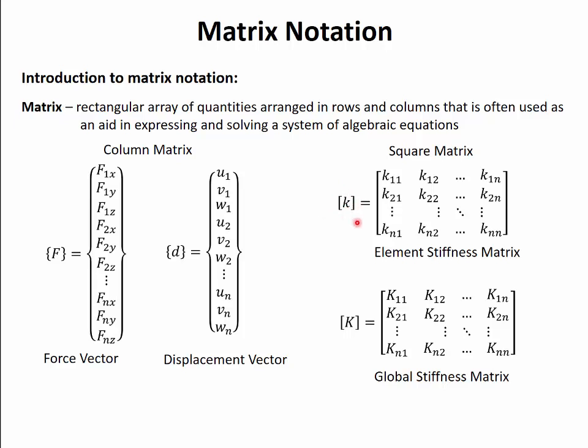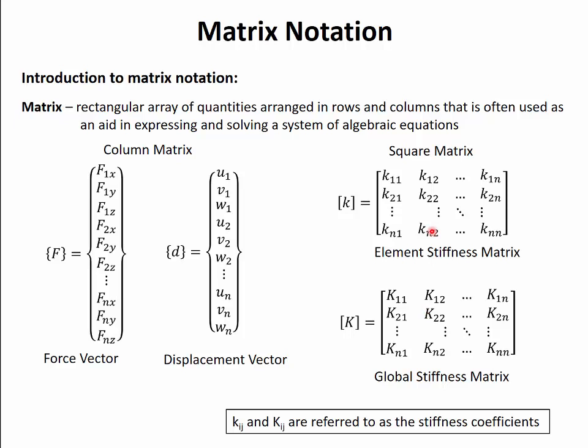A couple of other things. I'm sneaking in some terminology for matrix structural analysis here too. If we use a lowercase k, that's what we're going to call our element stiffness matrix. We'll talk about that in later videos. If we use a capital K, that's our global stiffness matrix.